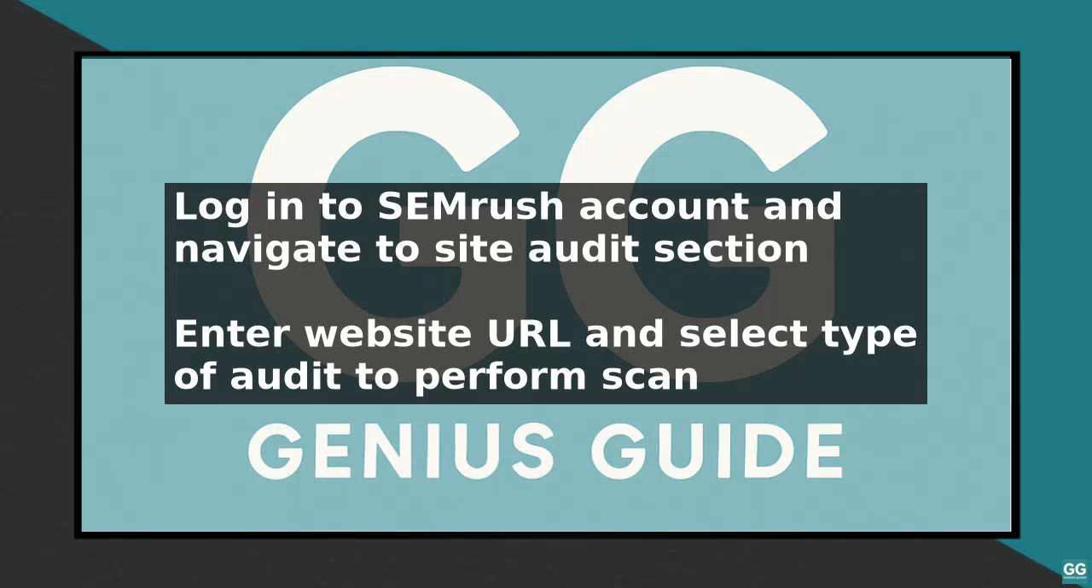Optimizing a Semrush site audit is crucial to improving the overall performance and health of your website. To begin, log into your Semrush account and navigate to the Site Audit section. Here you can enter your website's URL and select the type of audit you want to perform, such as a full scan or a scan of a specific subdomain.